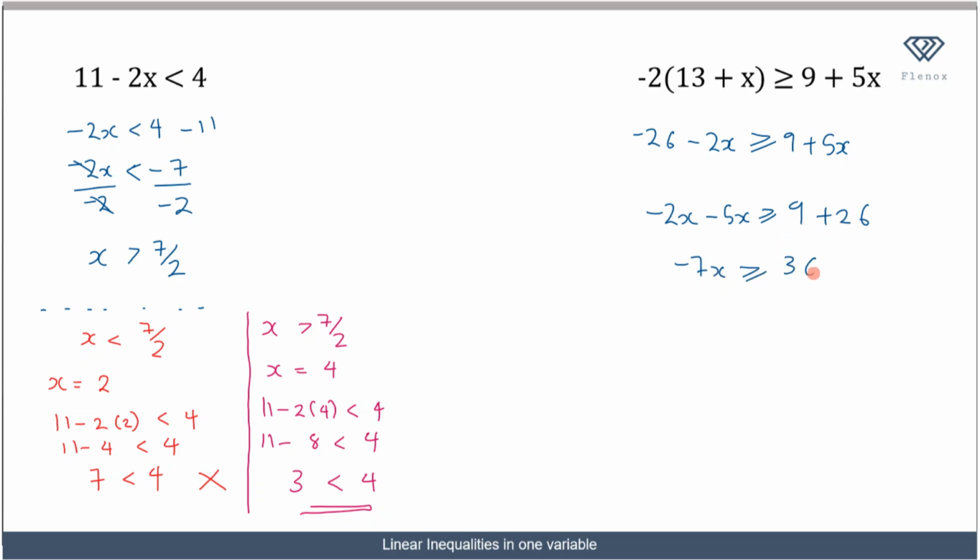Minus 2x minus 5x gives me minus 7x is greater than or equal to 9 plus 26, which gives me 35. Sorry, this is 35 and not 36. So now I have to divide both sides by minus 7. I'm dividing both sides by a negative number. So when I divide both sides by a negative number, what do I do with the inequality sign? I reverse it. So x is less than or equal to minus 5. So this is the result.